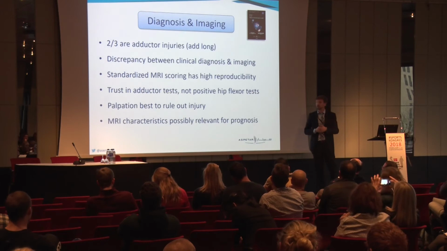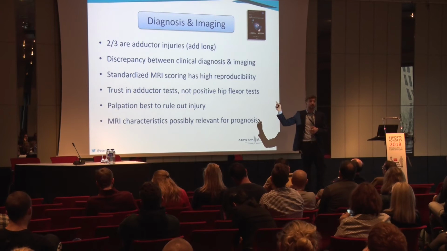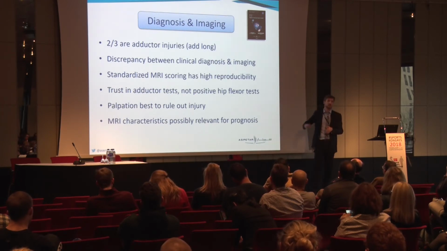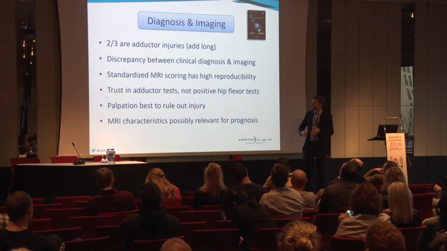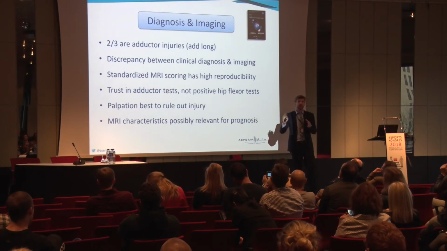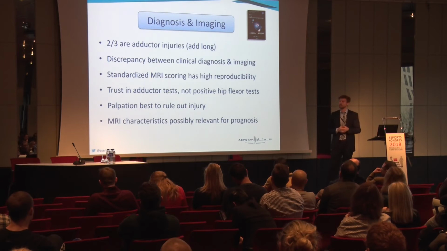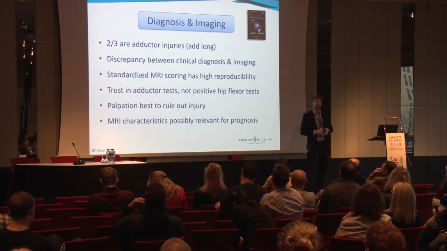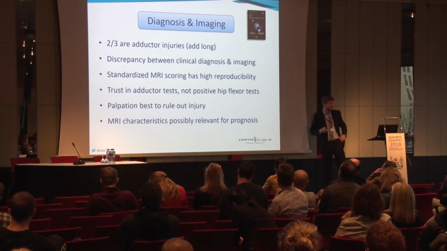We can generally trust in our adductor test, and the discrepancy is not because it's sports medicine physicians doing it. It's because our clinical examination tests are not that accurate for hip flexor muscle injuries. We have to remember that if you have a negative finding on palpation, you're very unlikely to have an injury, so you can use that also to rule out other muscle injuries in the region. And we have a lot of different MRI characteristics that might be relevant for your prognosis.